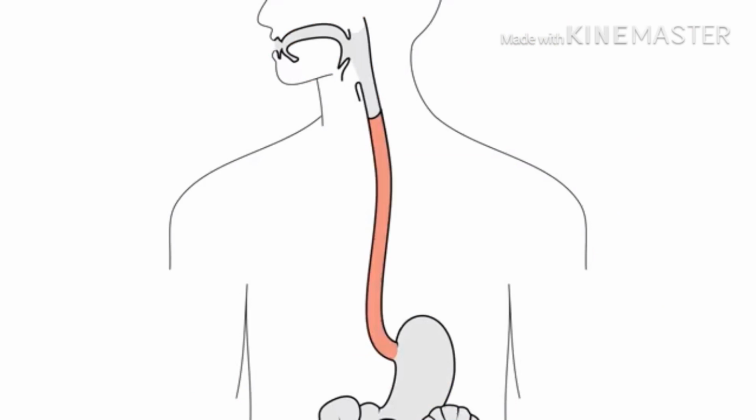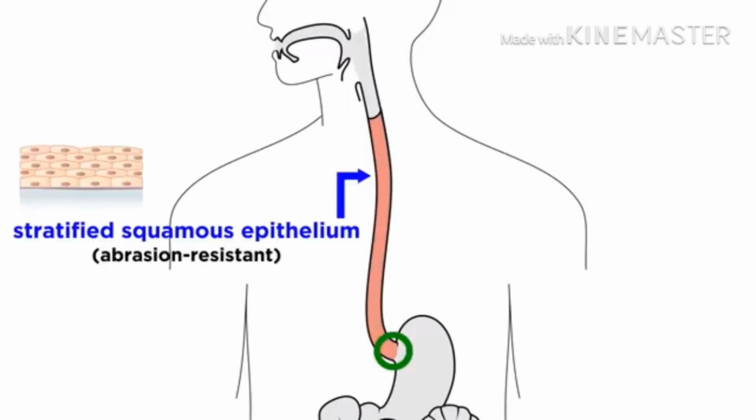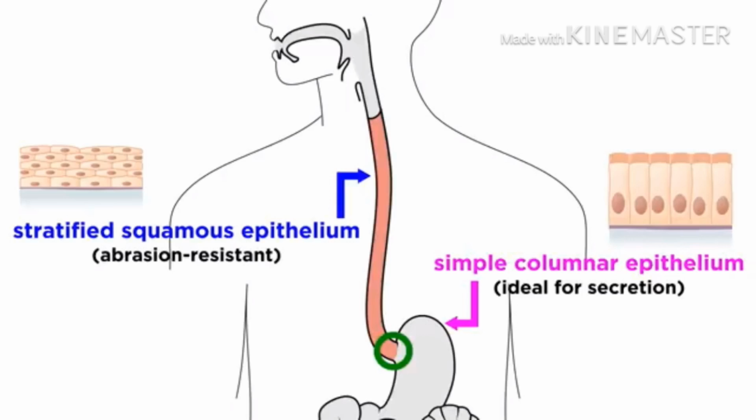The esophagus wall has the basic structures that we described earlier. Although, at the junction with the stomach, the stratified squamous epithelium changes into simple columnar epithelium, which is ideal for secretion.